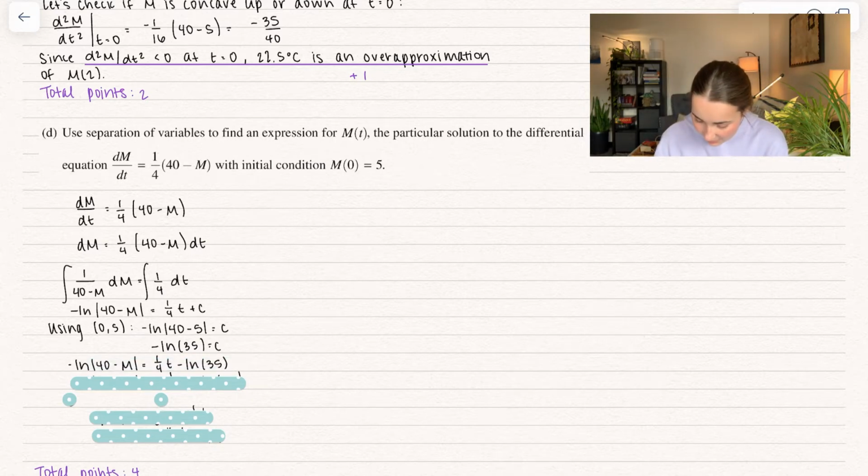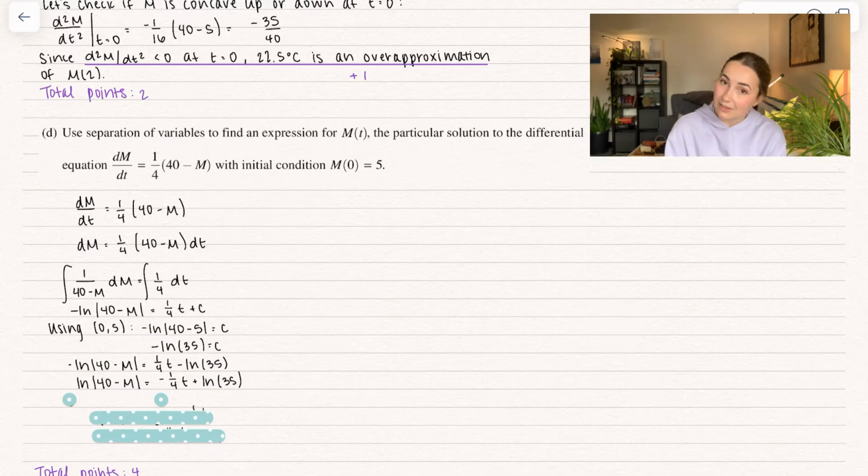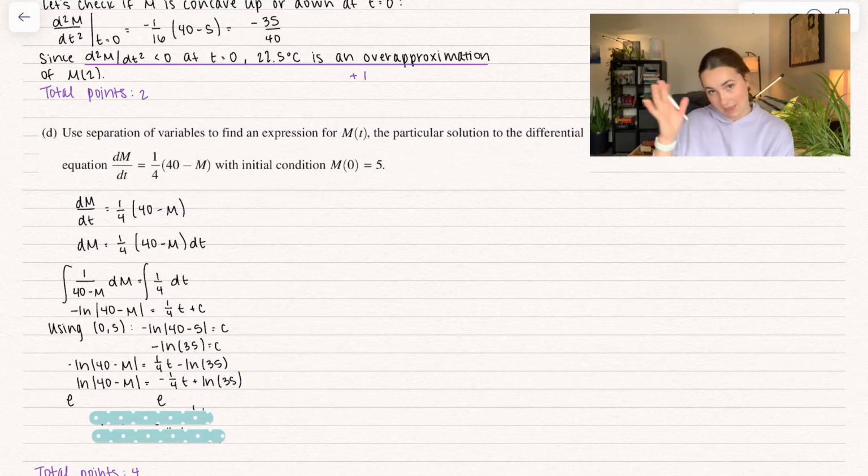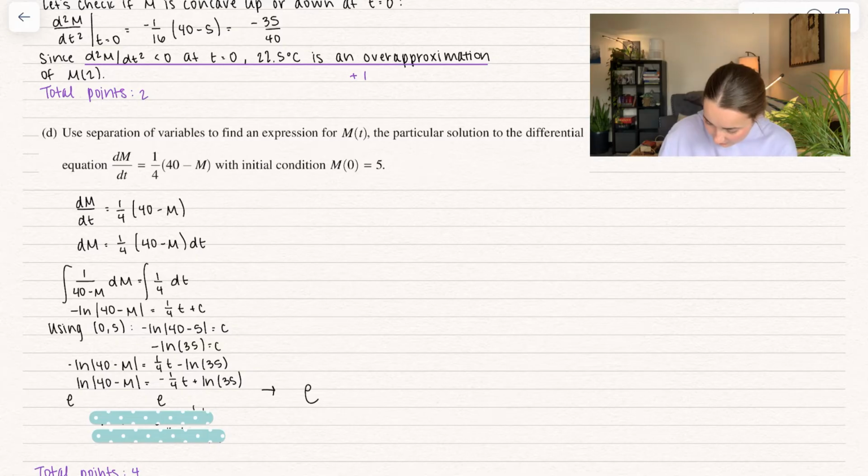So here I can go ahead and just plug that back into our equation. I replace c. The first thing that I did was multiply that negative 1 over. So I get positive natural log of 40 minus m is equal to negative 1/4 t plus natural log of 35. And now to get rid of the natural log, I'm going to make both sides the exponent with base e. So notice what happens here. We have e to the negative 1/4 t plus natural log of 35.